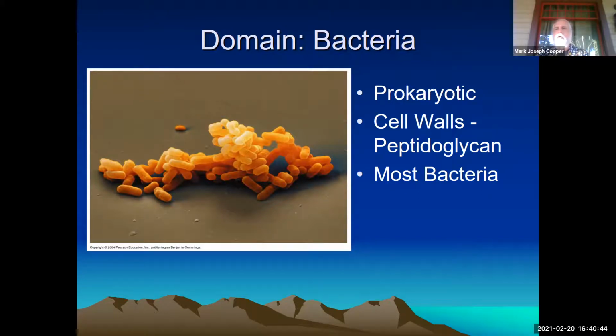They do have a cell wall. You hear cell walls, that's usually associated with plants. Plants have a cell wall of cellulose, but these guys have a cell wall of a substance called peptidoglycan. So I want you to know that. And this would include most bacteria that you're common with, things like Salmonella, E. coli, all of those are types of bacteria.